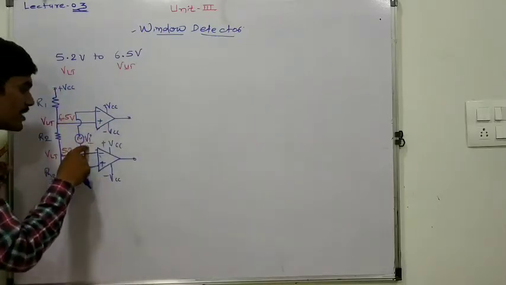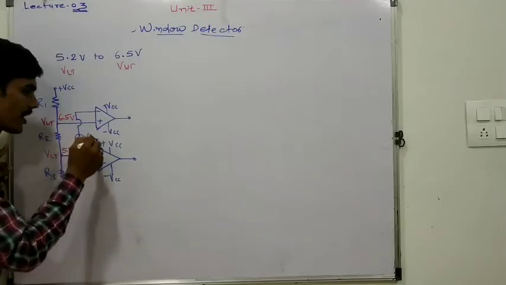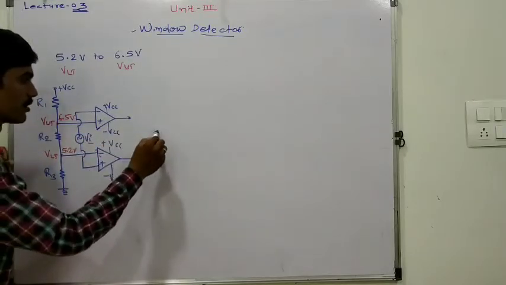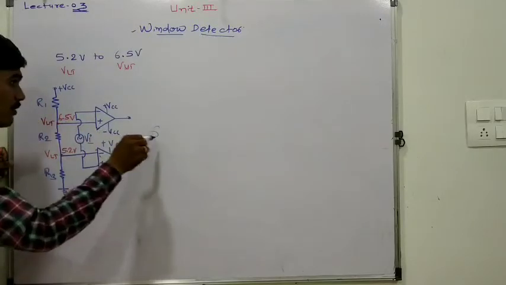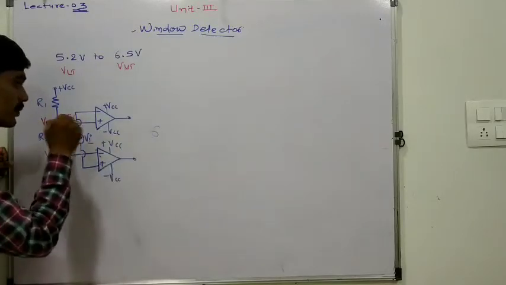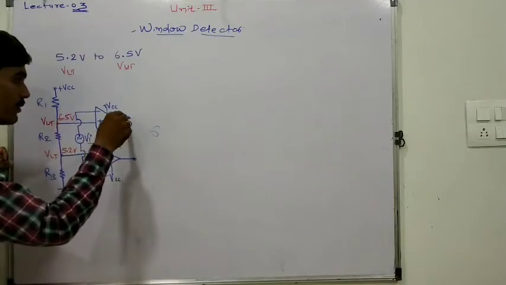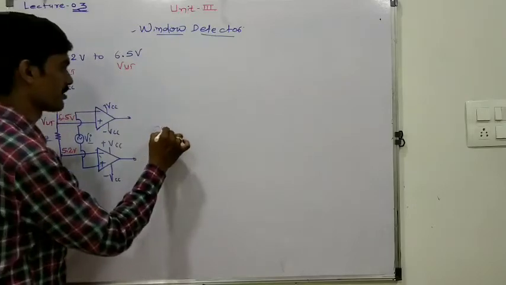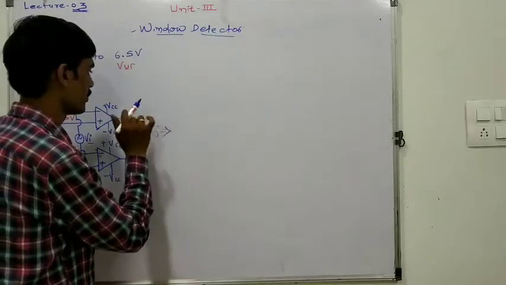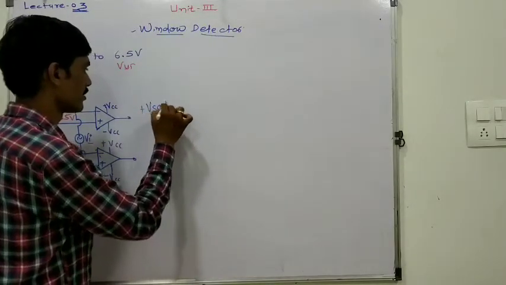If, for example, we are providing input voltage equal to 6 volt, now this 6 volt will be compared with this. Now 6 volt is less than 6.5, so at this point we are getting an inverted output. As it is less, we are getting plus Vsat. For 6 volt, this first output is nothing but plus Vsat.